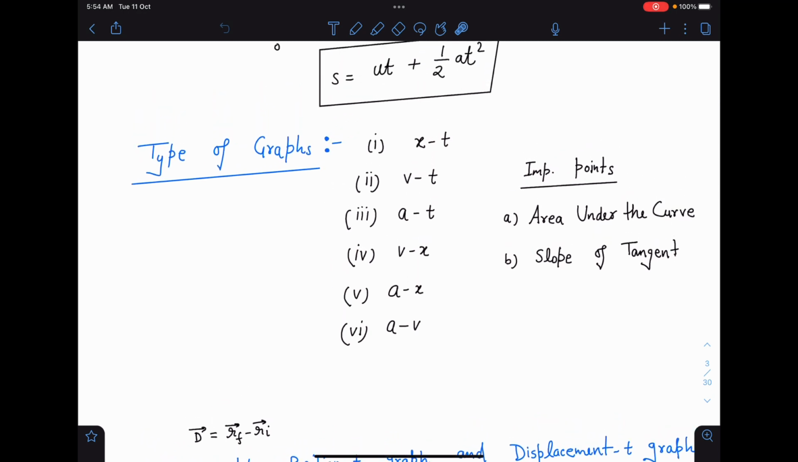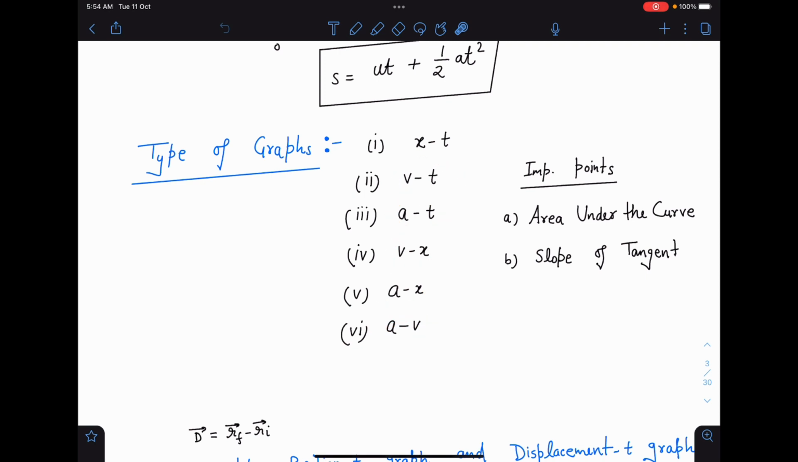The type of graph which we are going to discuss in that one is position time or displacement time graph. Next is velocity time, acceleration time, velocity displacement, acceleration displacement, and acceleration velocity.